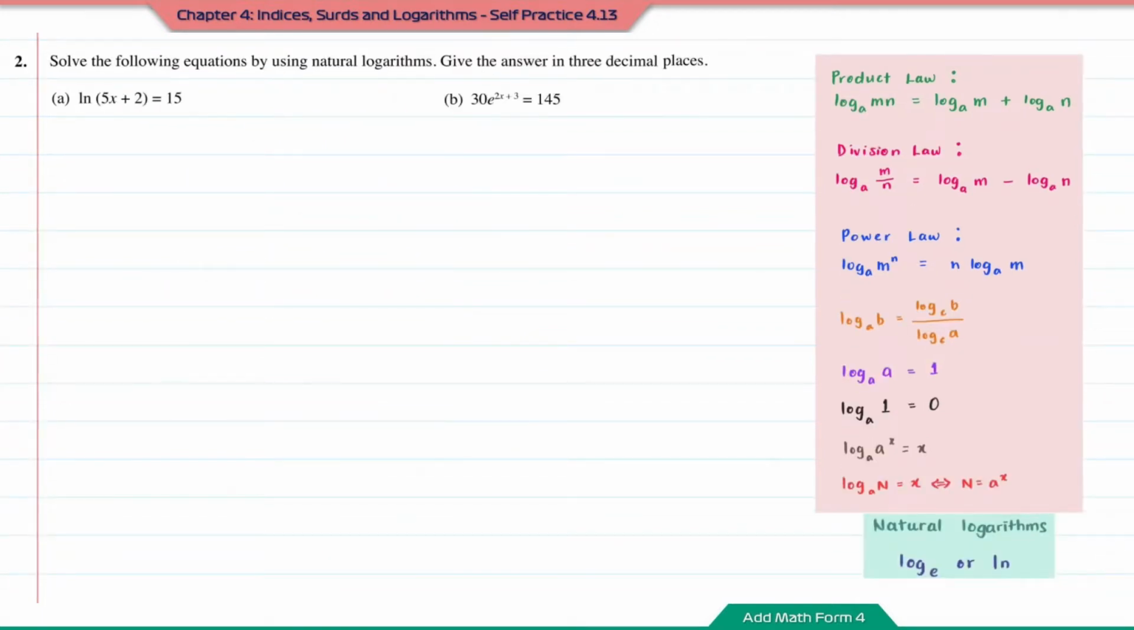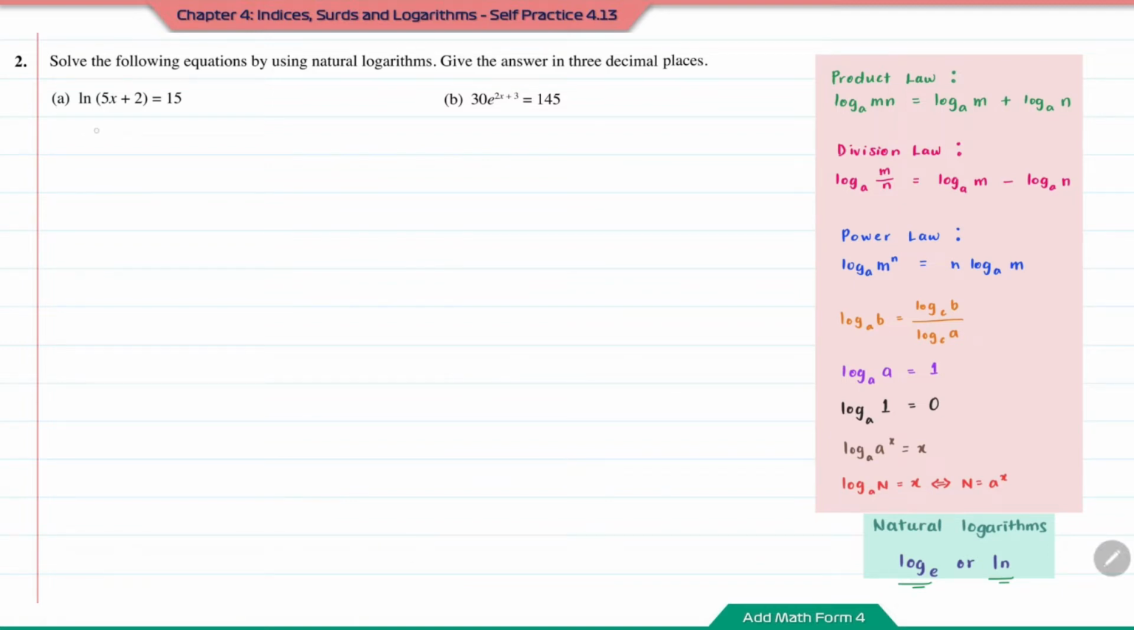Question number 2. Solve the following equations by using natural logarithms. Give the answer in 3 decimal places. Natural logarithm is the log with base e, or you can write it as ln. Question A. ln of 5x plus 2 equal to 15.